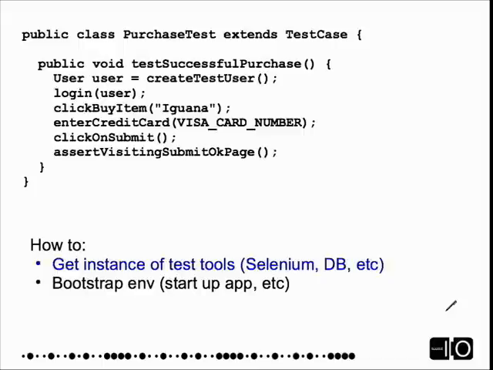And so imagine that this is sort of the tests that I want to write. I need to create a user for the purposes of the test. I log in as that user, then I click to buy an item named Iguana. Then I enter a particular credit card number, I click on the submit button, and I assert that I'm visiting the submit OK page. Who has seen a test that looks somewhat like this in nature?